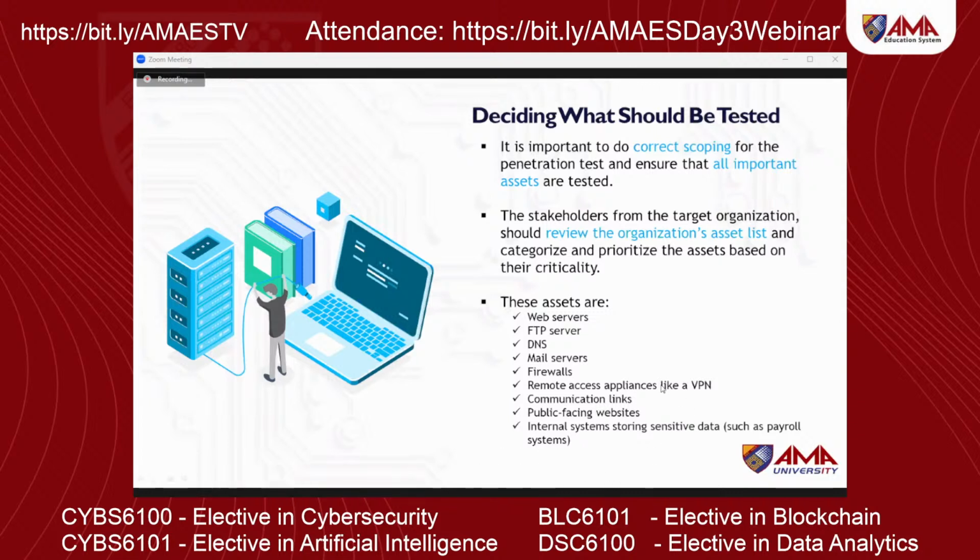So, kinakategorize yan. Examples of assets are web servers, FTP servers, DNS, mail servers, firewalls, remote access appliances like VPN, and then communication links also, public-facing websites, and then yung internal systems storing sensitive data, katulad ng mga payroll systems. Ayan.